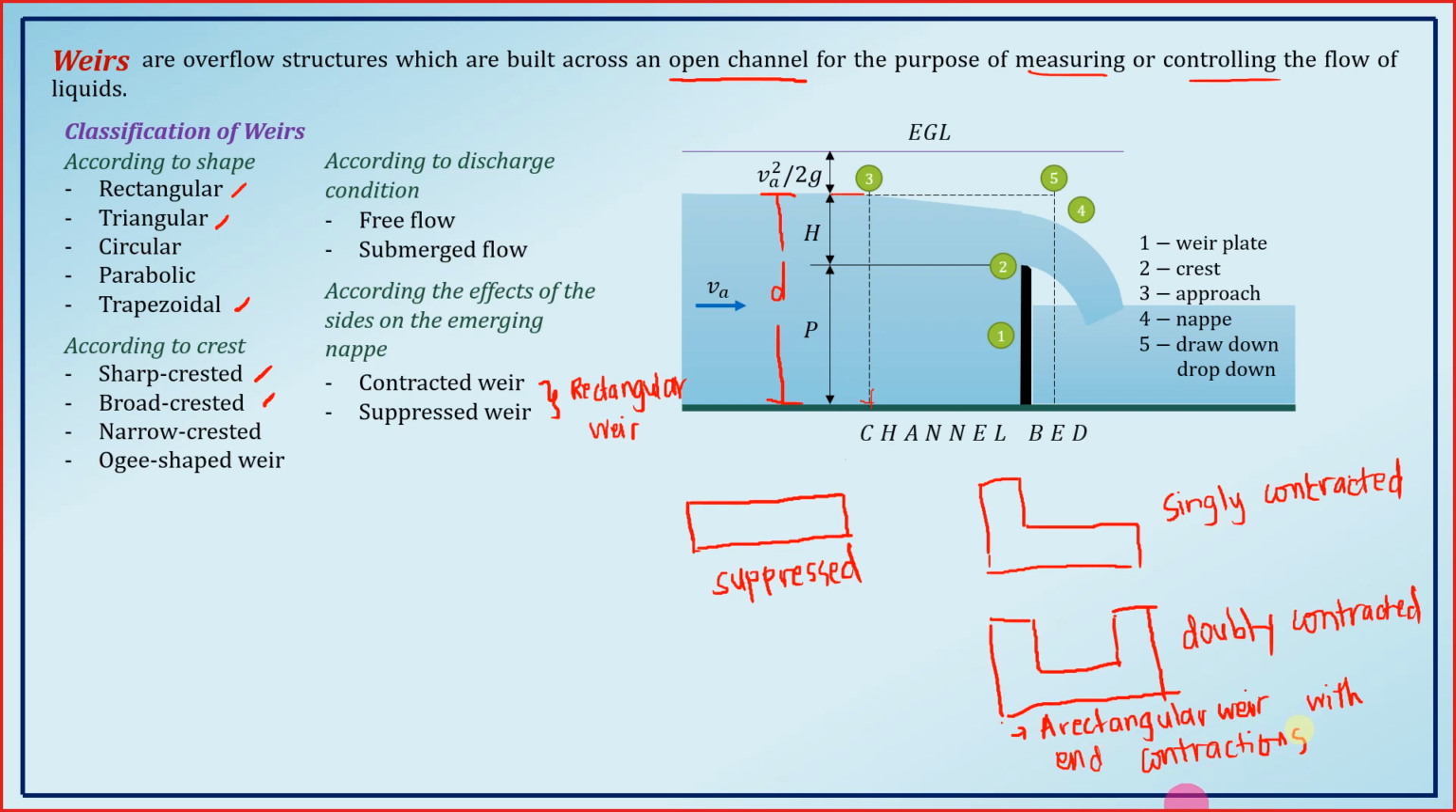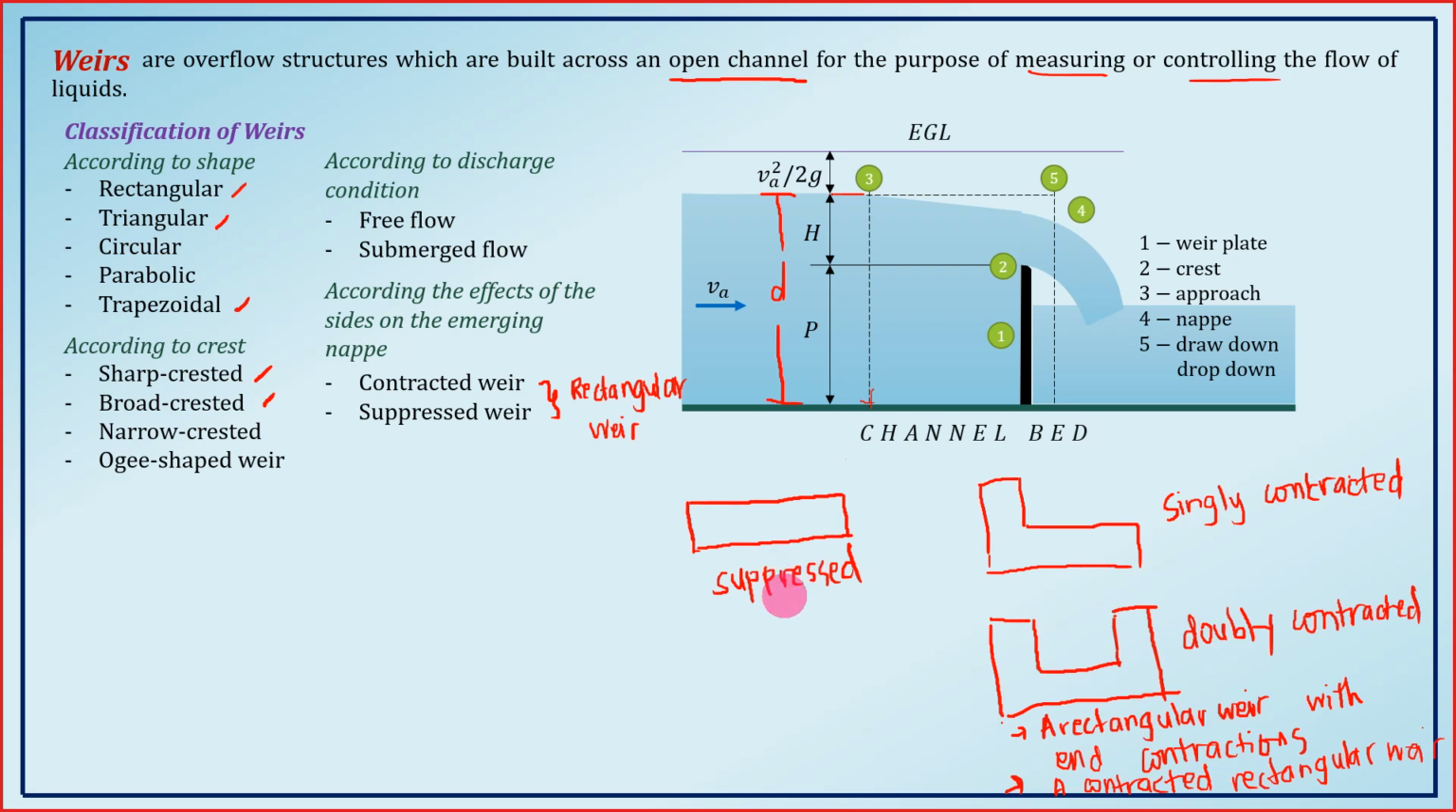Yun yung mga hint ninyo. So, kapag nabasa nyo to, a rectangular weir with end contractions, doubly na agad yun. And also, kapag sinabing a contracted rectangular weir, yan. Whereas, kapag singly, babanggitin talaga na singly, single contracted, gano'n. Ayan. So, pag hindi kayo binigyan kung singly or doubly, doubly na siya agad.